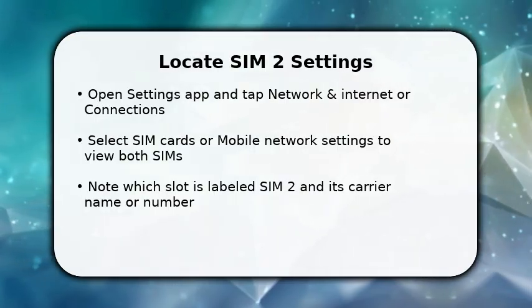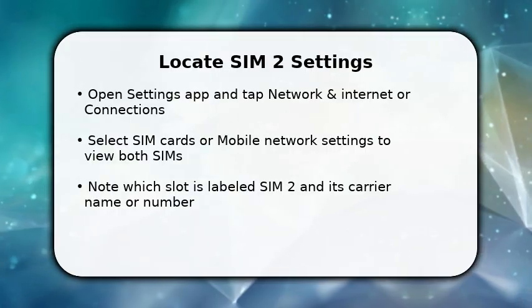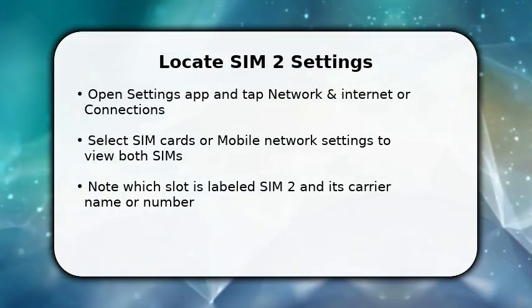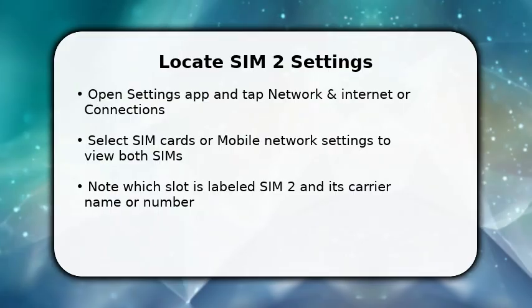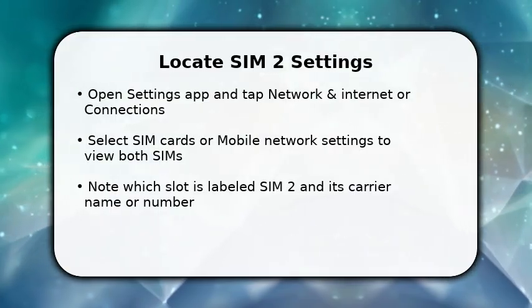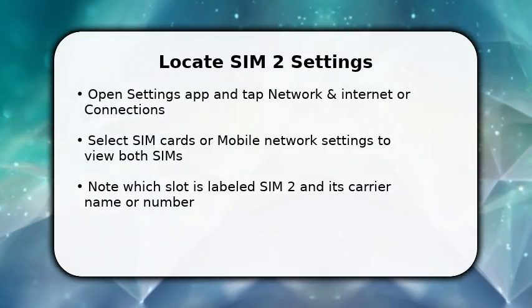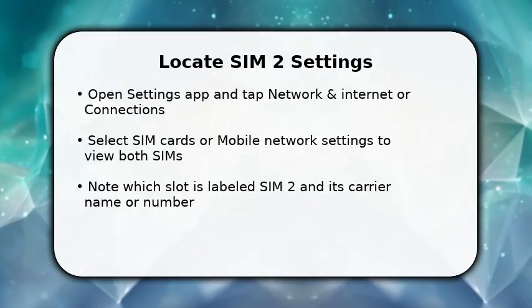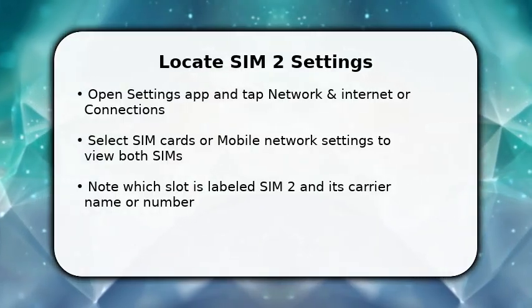Look for the entry labeled SIM2 and read the carrier or phone number shown. If the number isn't visible, make sure the SIM is active and cellular data is enabled. These first actions narrow the search and confirm the phone recognizes the second SIM.